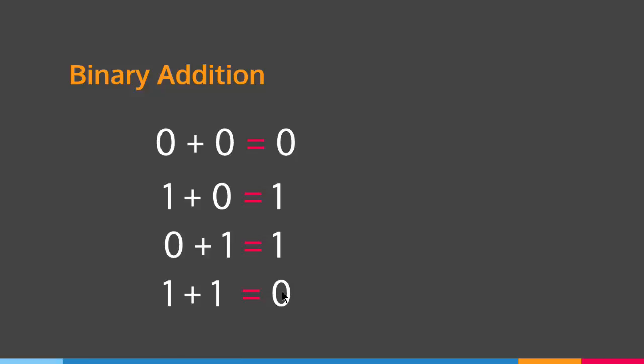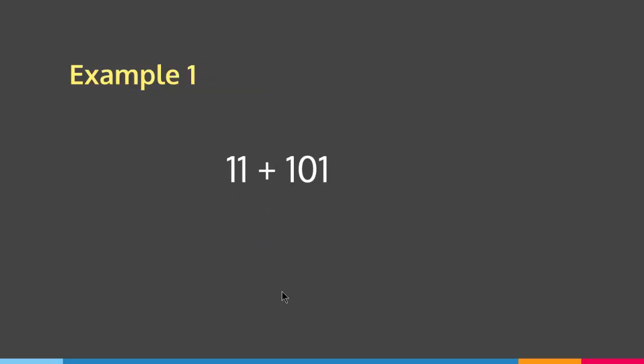So these are the rules. 0 plus 0 equals 0, 1 plus 0 equals 1, 0 plus 1 equals 1, 1 plus 1 equals 0, and then you carry 1. Let me give you an example. Suppose you are adding 1, 1 to 1, 0, 1.